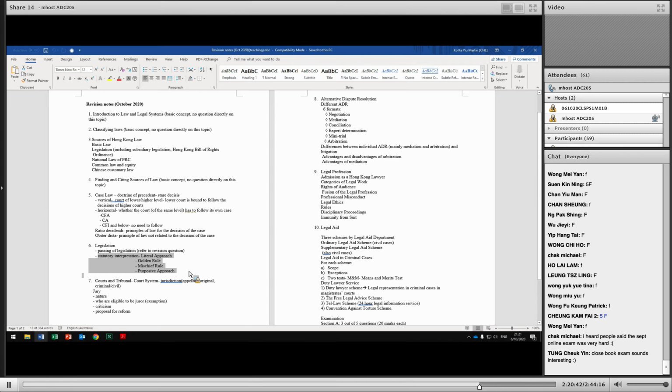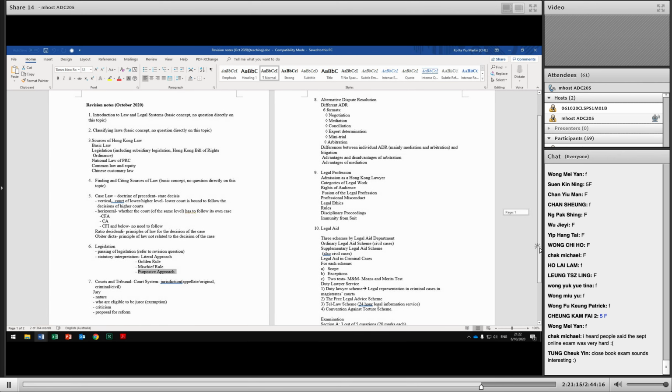Your job is to explain the different approaches to statutory interpretation. We have the literal rule, golden rule, mischief rule, and also the purposive approach. For the literal rule, you look at the literal meaning of the legislation. The golden rule is to avoid ridiculous results. The mischief rule is to cover the mischief not covered by common law. Purposive means to find the purpose of the legislation.